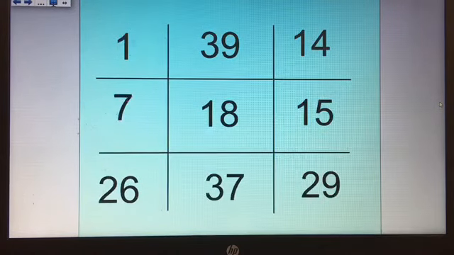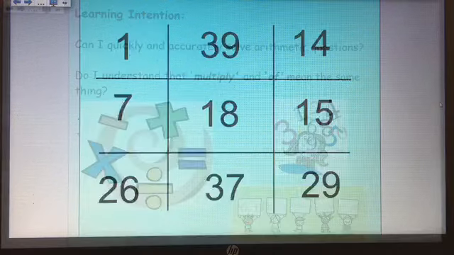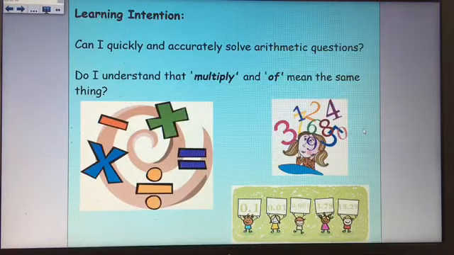Okay, so the numbers you should have crossed off are 39, 7, 18, 15, 26 and 29. And of course the numbers in the line were 7, 18 and 15. Okay, so as I said, today is going to be an arithmetic day of questions. So let's have a look at the learning intention. Can I quickly and accurately solve arithmetic questions?